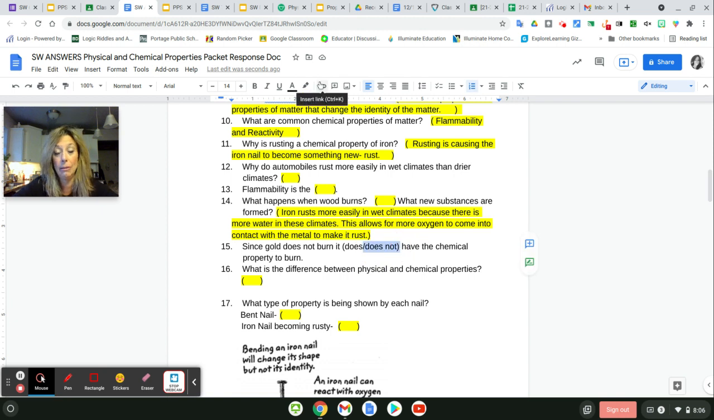Okay, it makes it hot, makes it warm. We can observe the thermal conductivity and we can say, oh, it's warm when I apply thermal energy to it. So it's got thermal conductivity as a physical property, but it does not have a chemical property of flammability. Okay?